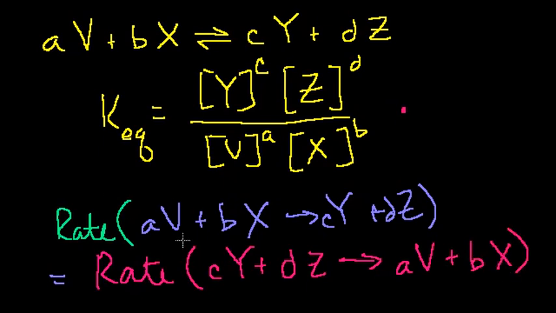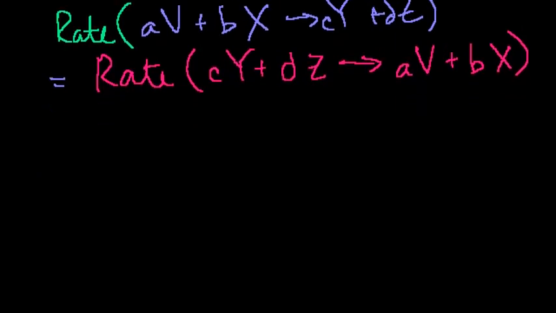Right? It doesn't mean necessarily that the concentrations are the same, because we could have one heavily favoring the forward reaction, where we end up with much higher concentrations of Y and Z, or we might heavily favor the backwards reaction where we have more V and X. But when we're in equilibrium, we're saying that our concentrations have reached a stability point, which implies that the rate of going in this direction is equal to the rate of going in that direction. So let's just think a little bit about what drives these rates. What drives these rates of reactions?